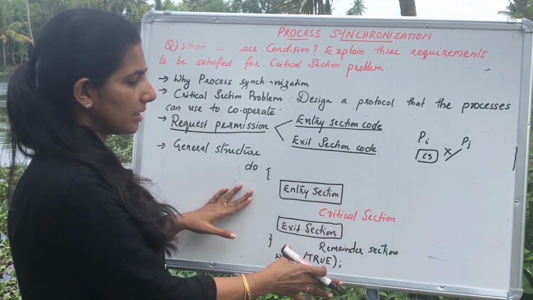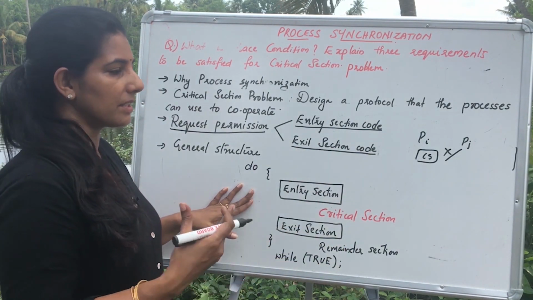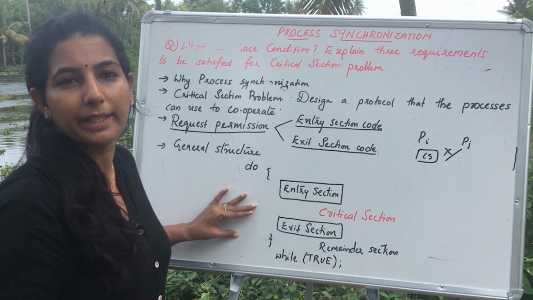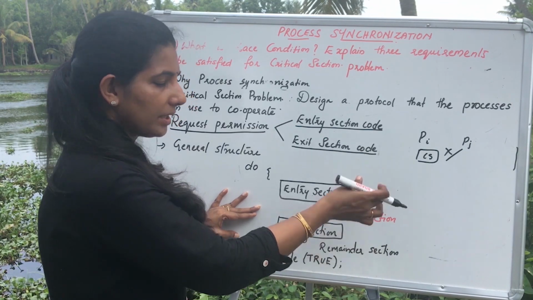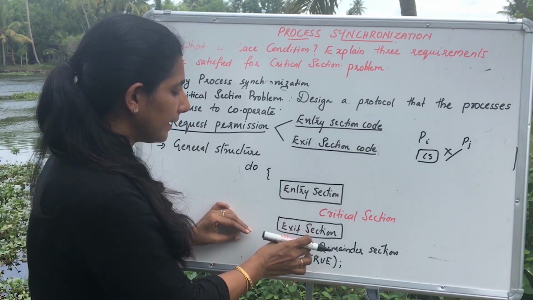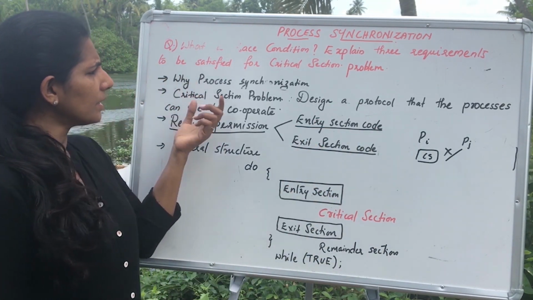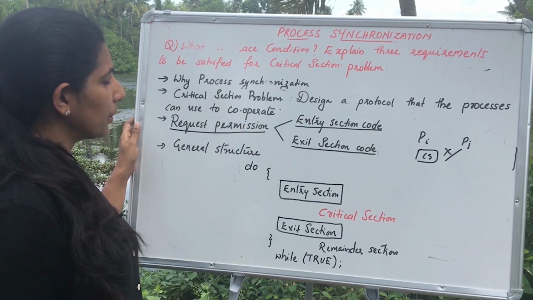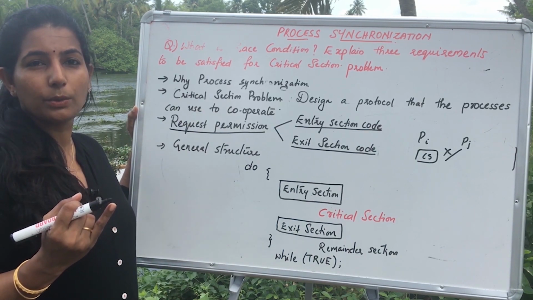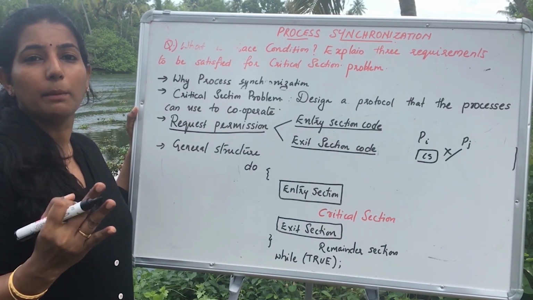Whenever we have a process which has a critical section, that means when they have some content which is shared by other processes, run the entry section code, go to the critical section, finish the critical section part, and then come to the exit section. So in the critical section problem, basically we have three requirements. The three requirements are mutual exclusion, progress, and bounded waiting.